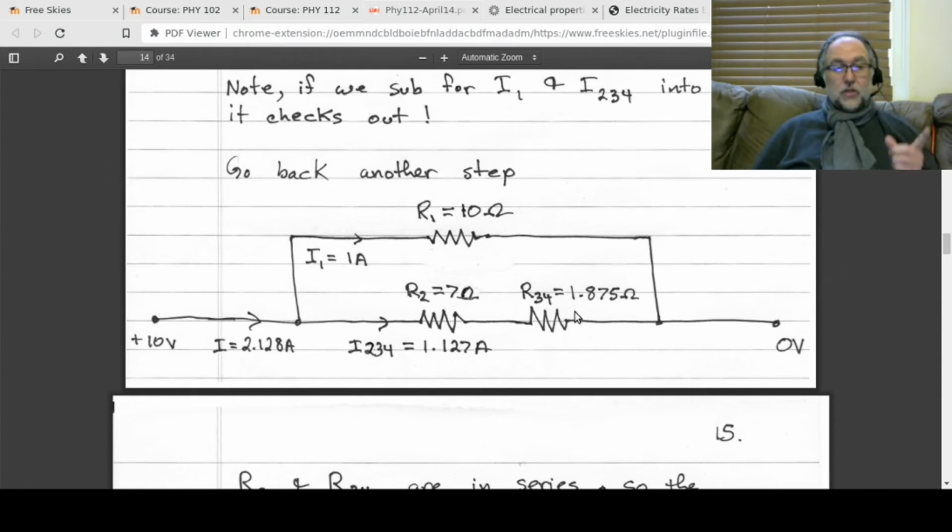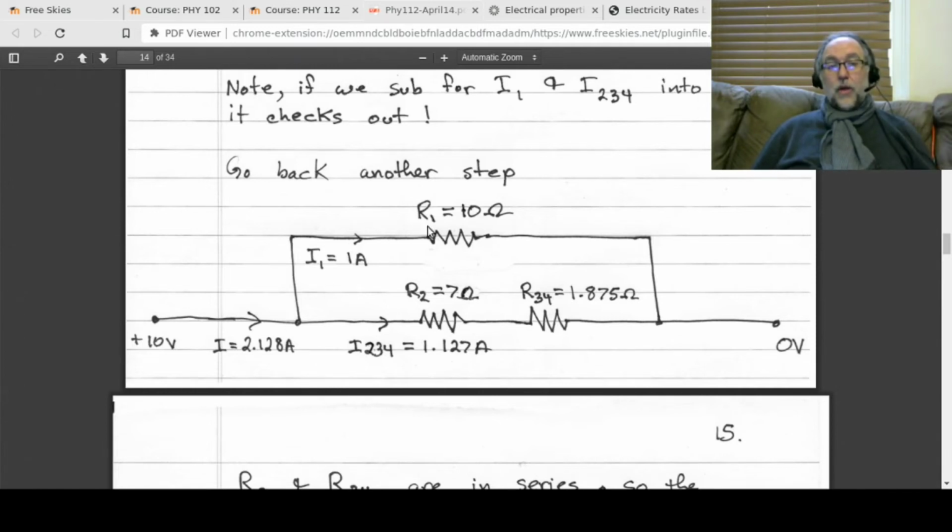Now let's take a look at the currents. You'll see I have the currents there, and I've written in their values. So you've got a current coming in here. We know that that current is 2.128 amps. It splits into 1 amp going up this way and 1.127 amps going that way. I know that that's a 7 and that's an 8, but just a round off here, okay?